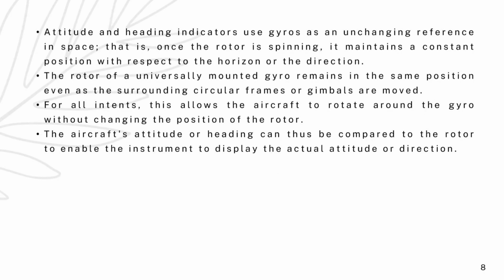Attitude and heading indicators use gyros as an unchanging reference in space. That is, once the rotor is spinning, it maintains a constant position with respect to the horizon or the direction. The rotor of the universally mounted gyro remains in the same position as the surrounding circular frames, or gimbals, are moved. For all intents, this allows the aircraft to rotate around the gyro without changing the position of the rotor. The aircraft's attitude or heading can thus be compared to the rotor to enable the instrument to display the actual attitude or direction.